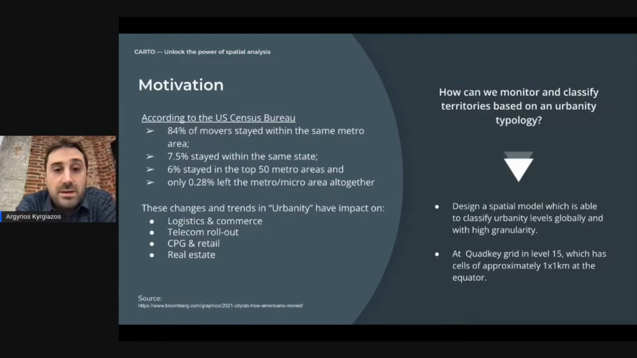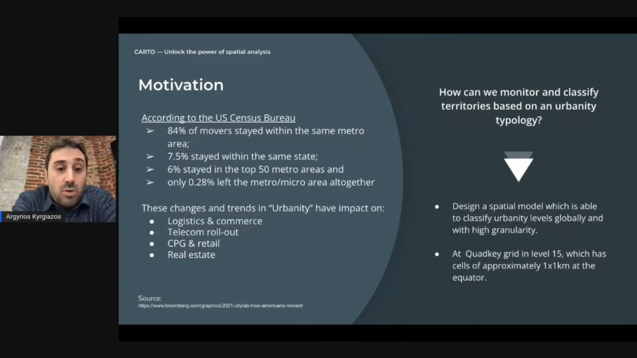So first of all, based on the US Census Bureau, we see some very interesting statistics: 80% of movers stay within the same metro area, some 8% within the same state, some others, 6%, stay within the top 50 metro areas, and then you have a very small percentage that leave these macro areas. This is just a very small example of the changes, some statistics regarding movement.